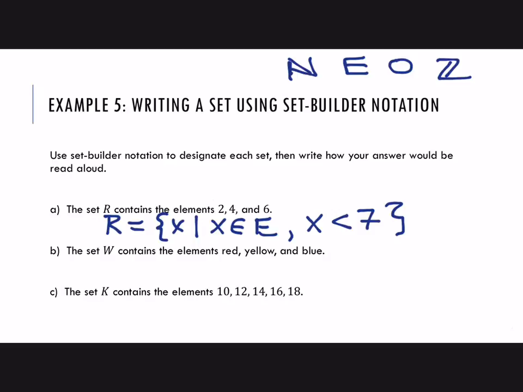Let's try the next one. The set W contains the elements red, yellow, and blue. So W is the name of the set. Okay, and W equals the set of all X such that, and then how do I describe these elements? We saw 2 ways to describe these. One of them was the primary colors. So I could say X is a primary color.